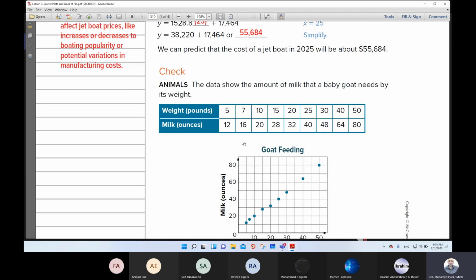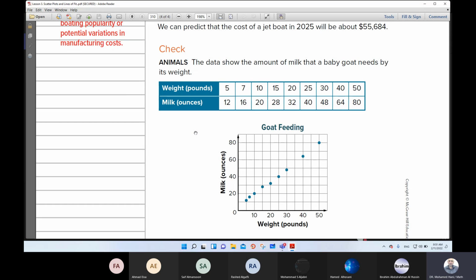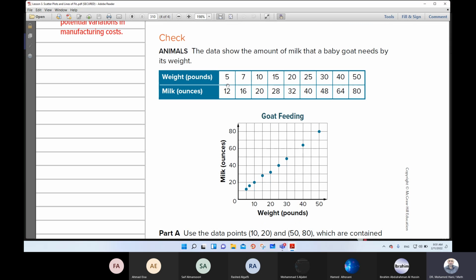And the same idea when we have a table. When we have a table, the first row here, we have the weight. The second row here, we have the milk. Each two numbers represent a point, ordered pairs. So we have 5, 12, 7, 16, 10, 20, 15, 28, 20, 32. So you can represent the points in the graph. And as you see, we have increasing in the x, increasing in the y means we have positive correlation.